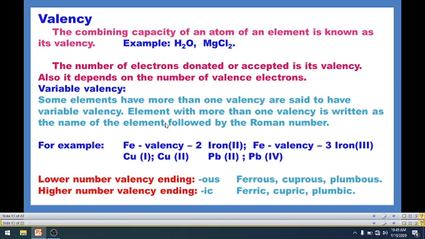Okay, so next, what is valency? The combining capacity of an atom of an element is known as its valency. Look at the example, water, H2O.